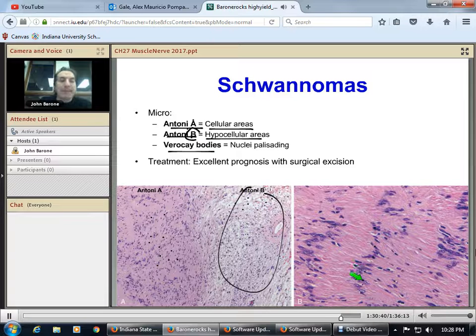But they like this one. A Verocay body is like a good Italian boy. All the nuclei line up. See the way they're all in a line here? This is a Verocay body, when the nuclei line up like that.